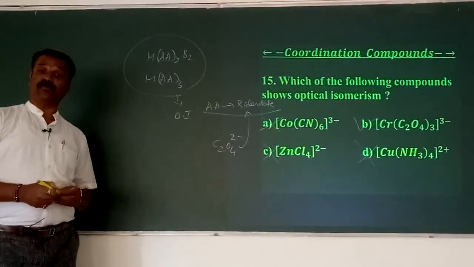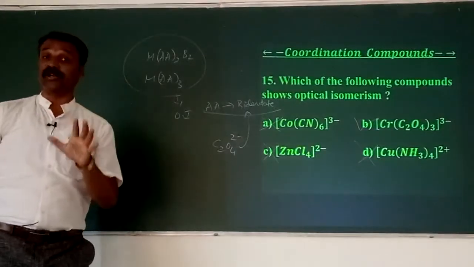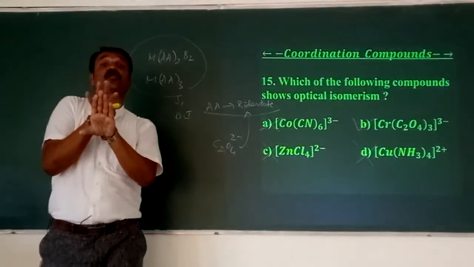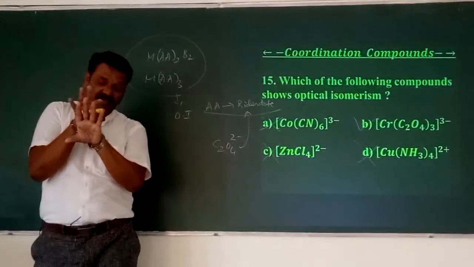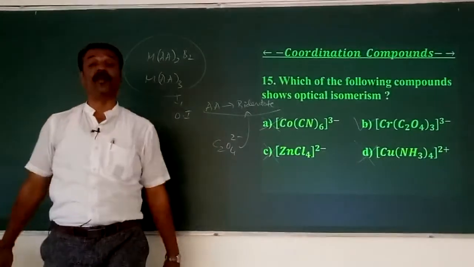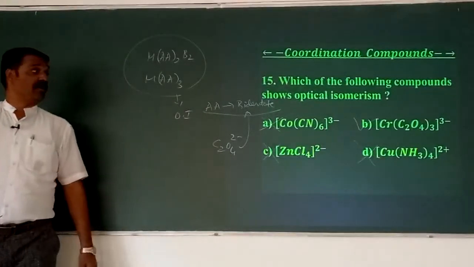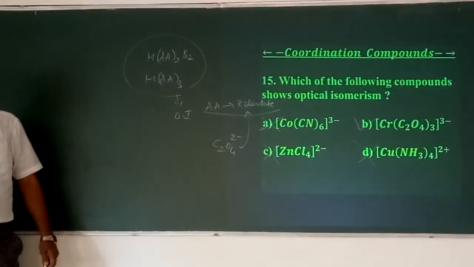Optical isomerism. What are optical isomers? They are the stereoisomers in the complexes where the mirror images are non-superimposable. They are the mirror images, but they cannot be superimposed. Otherwise it is called geometrical isomerism. Okay, that is 15, the answer is B, I think.